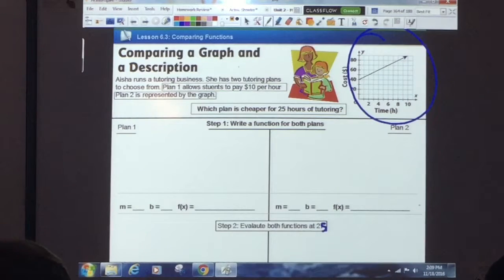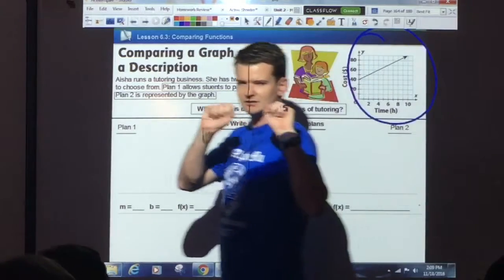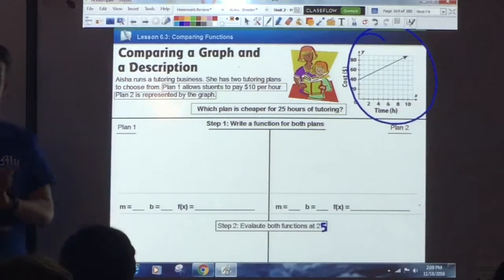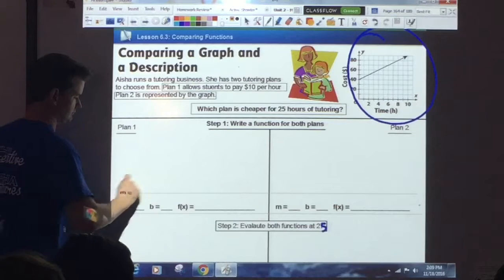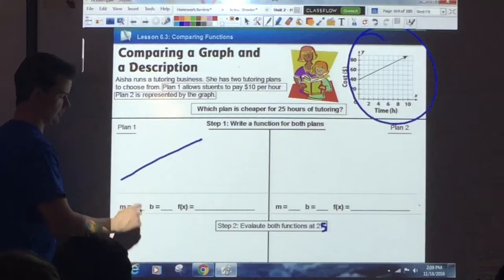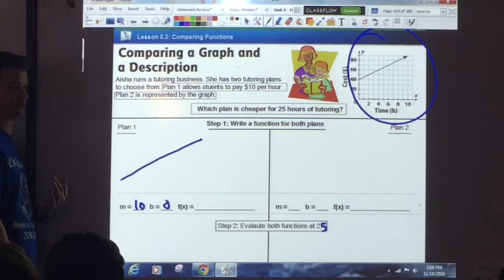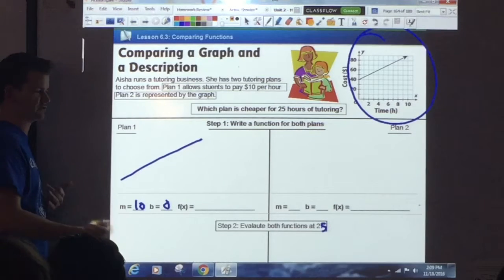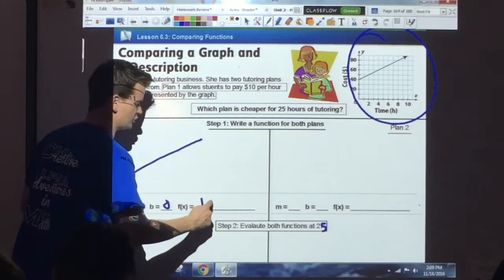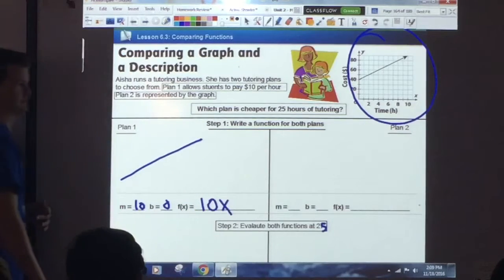So plan 1 allows students to pay $10 per hour. The good thing about that is nothing I have to calculate. $10 per hour, my slope is 10, my y-intercept is 0, because if I don't attend tutoring at $10 per hour, I don't pay anything. There's no initial value. So my function is f of x is equal to 10x.